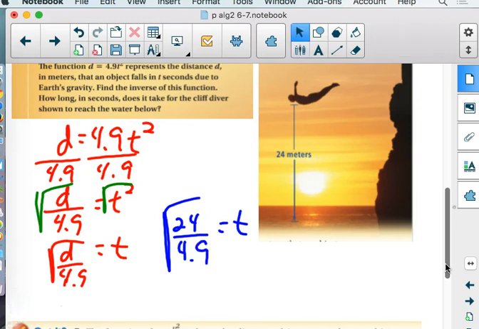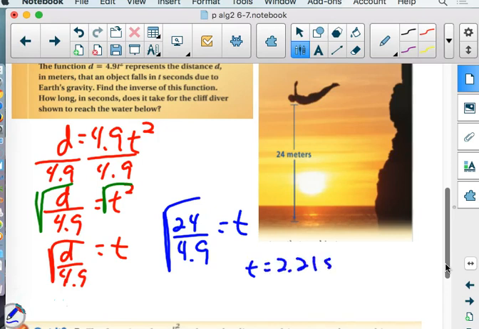And again, if you don't have a calculator today, don't worry about it. You can just watch on the TV screen up there. So I want the square root of 24 divided by 4.9. 2.21 seconds. So let's see. Start screaming. Yeah, it's only 2.2. They won't need a second breath. They'll be just 2.21 seconds.